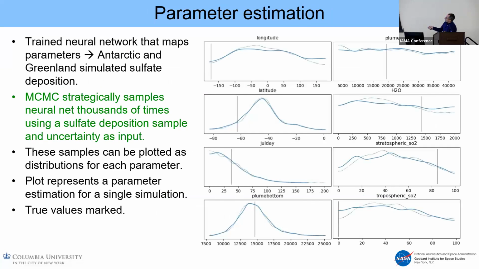So sometimes we can get that not exactly perfectly, but this is a Julian day, so there is a lot of uncertainty in the seasonality there that we cannot capture simply from the data. But then the plume bottom, sorry, this is latitude. And then the plume bottom here is captured pretty well, because it is a very clear signal, stratosphere versus troposphere.